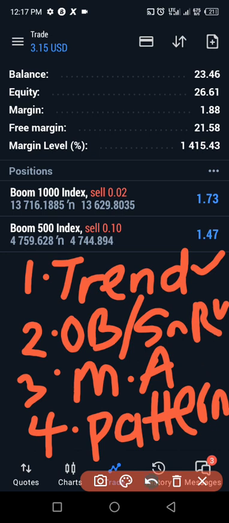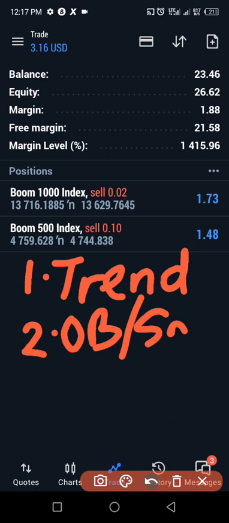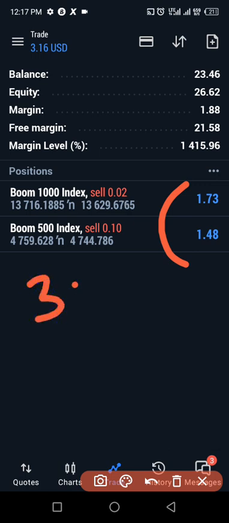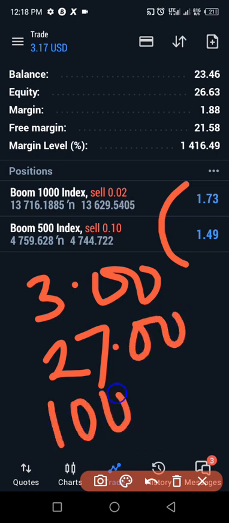These are the things you want to be looking out for in the market, and these are the things I was able to look out for in the market to take this trade. From a $3 account, now we are almost approaching $27, and definitely we are growing this account to over $100, and then we can scale up to $1,000.